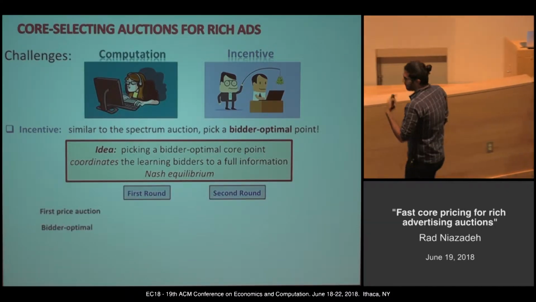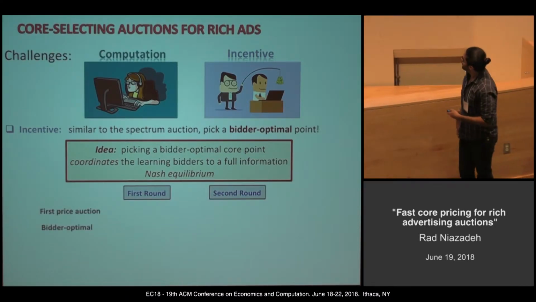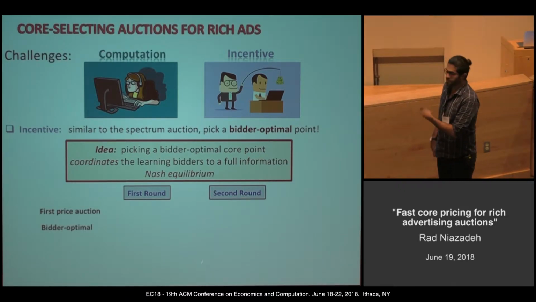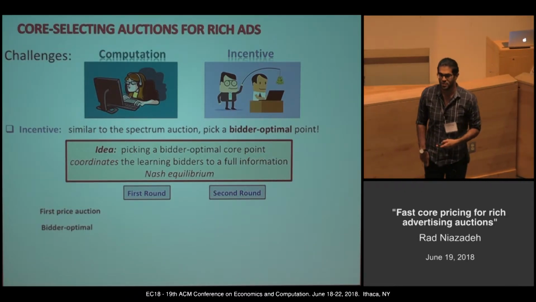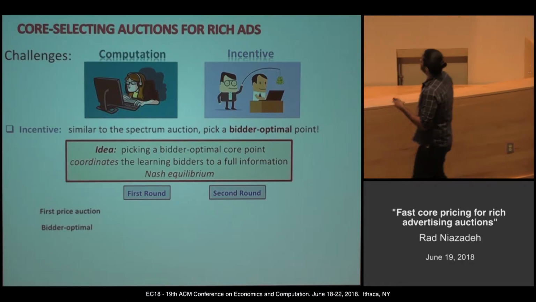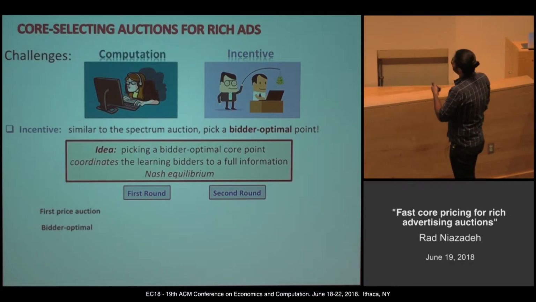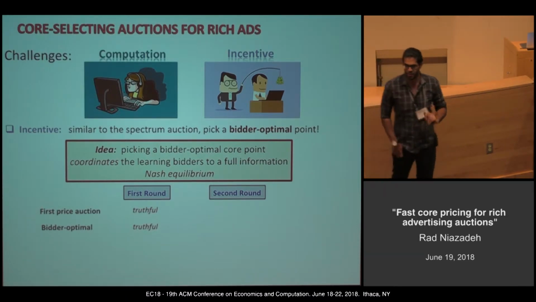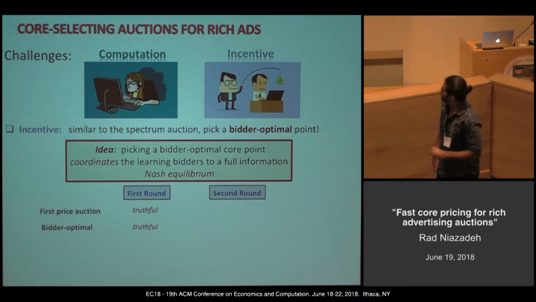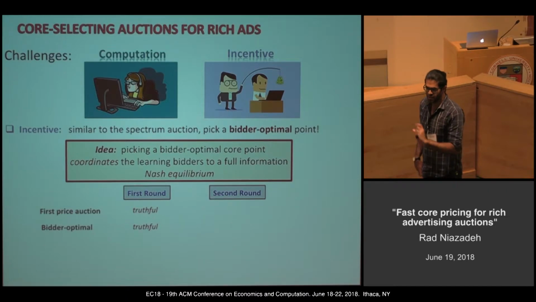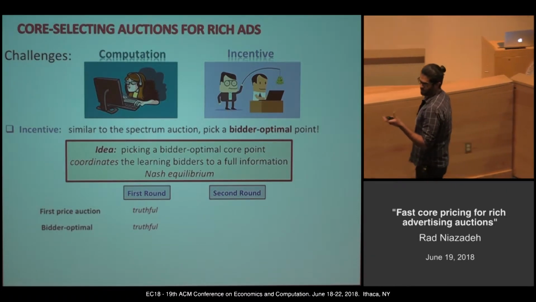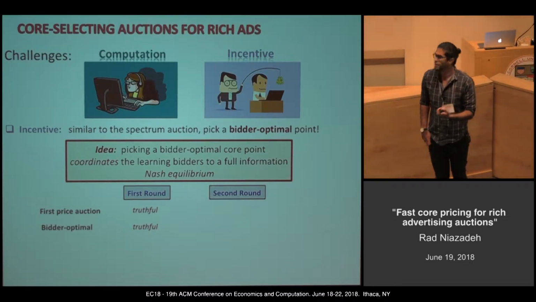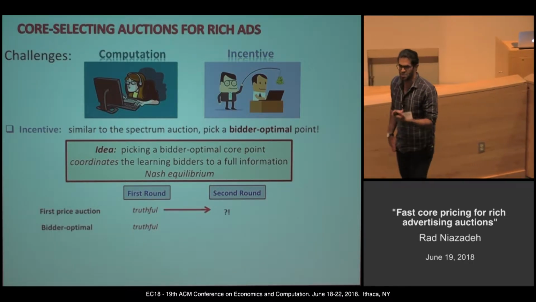So let me make this a little bit more concrete. Imagine comparing two auctions, first price auction and a bidder optimal core auction. Both of them are in the core. Suppose I'm running 2 rounds of these 2 auctions, and in the first round, in both of the auctions, bidders are bidding truthfully. So if you think about the first price auction, the reported utility of the bidders is going to be 0. So essentially, bidders don't get any information from the auctioneer. So it's not clear what they do in the second round.